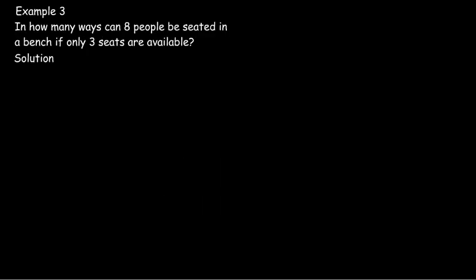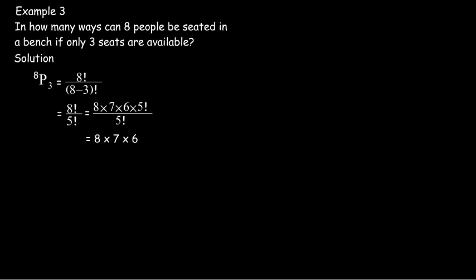So we are left with 5 times 4 times 3, which is equal to 60. Our next question states: in how many ways can 8 people be seated on a bench if only 3 seats are available? It's still the same permutation problem because we are arranging 8 people with our options being 3. So it will be 8 permutation 3, which is equal to 8 factorial divided by (8 minus 3) factorial. 8 minus 3 is 5, so it will be equal to 8 factorial divided by 5 factorial, which is equal to 8 times 7 times 6 times 5 factorial divided by 5 factorial. Our 5 factorial in our numerator and denominator is going to cancel out, so it will be equal to 8 times 7 times 6, which is equal to 336 ways.